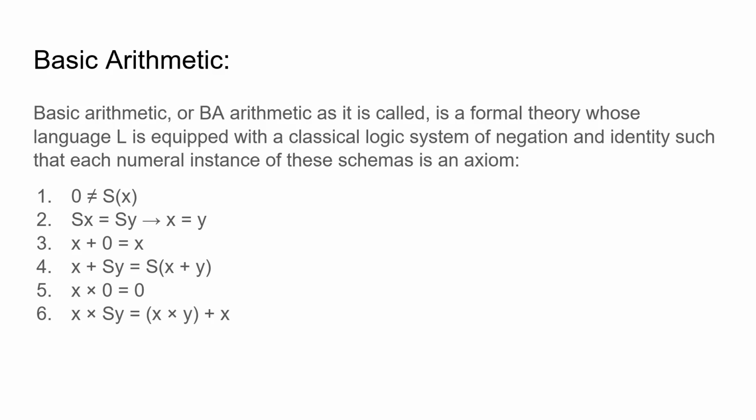So now finally we can get into some arithmetic. And the first one we're going to get into is basic arithmetic, or BA. And this is a formal theory whose language, L, is equipped with the classic logic system of negation and identity, and where each of these 6 schemas is considered an axiom.